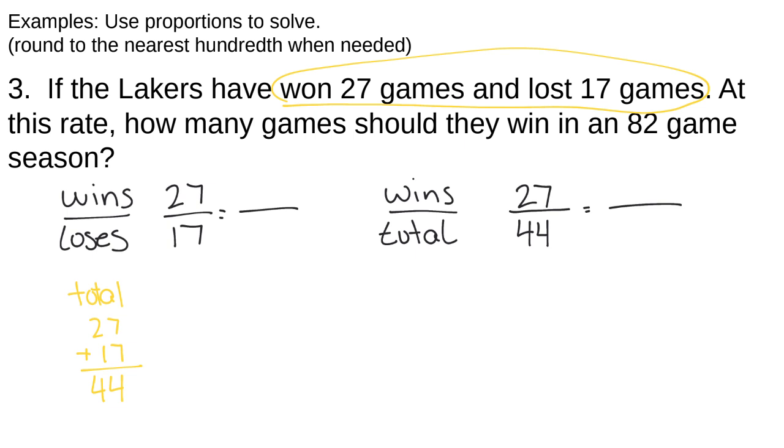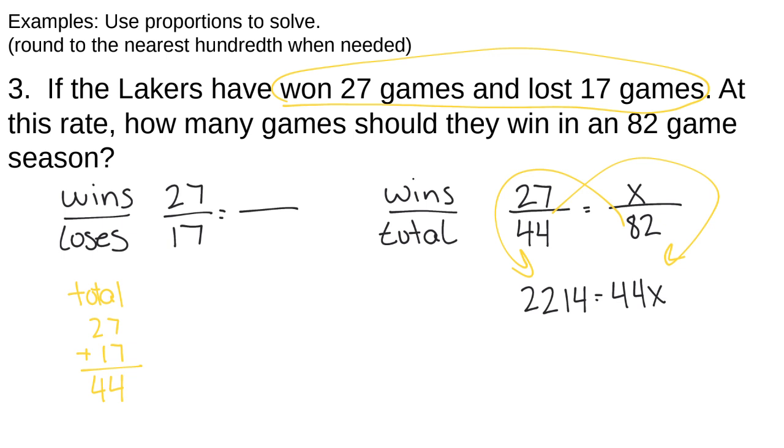82 is the total number of games in their season. So it's going to go here. And how many games will they win out of 82? That's what we're looking for right there. Up next, we're going to cross multiply to solve for x. I need to take 27 times 82. That's going to be 2,214. And 44 times x, or 44x.